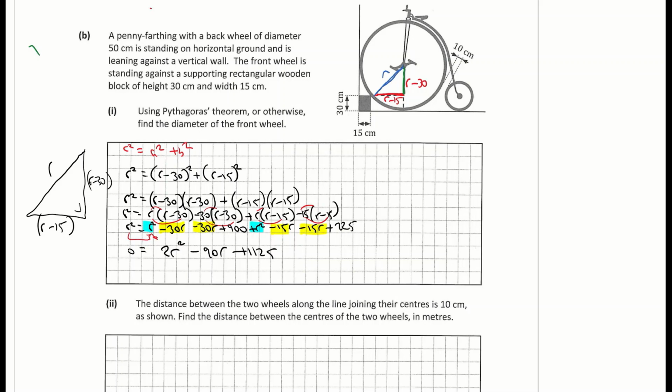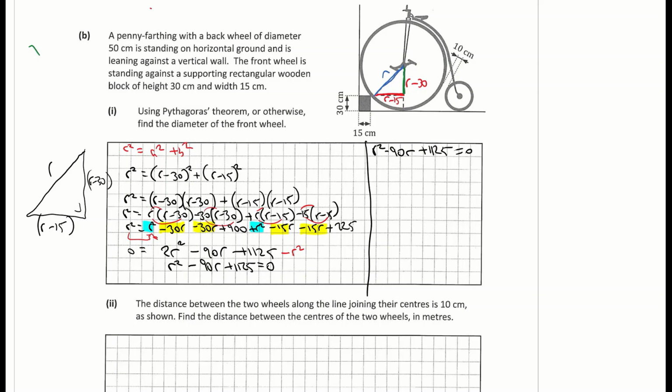Don't forget though, I moved over that r squared, so I need to go minus r squared. That's this one here. So, final line there will give me 2r squared minus r squared, which will be 1r squared, minus 90r plus 1125, and that's equal to 0. I need to factorize that now because I need to solve for r, so I'm just going to bring it up here. r squared minus 90r plus 1125 is equal to 0.